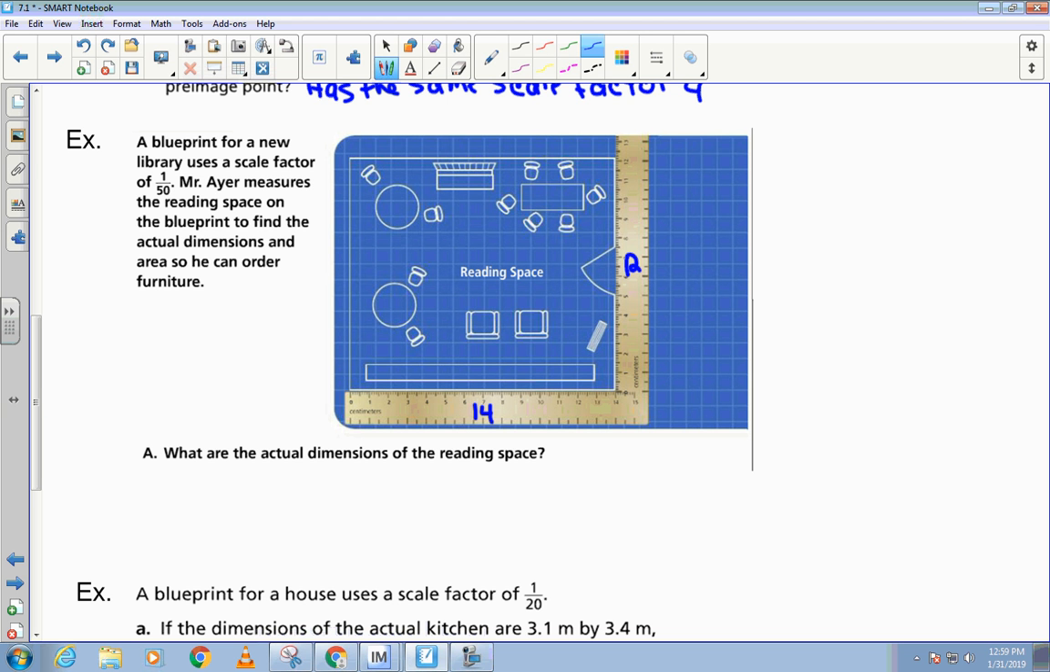So I want to find what the actual dimensions would be if it were to be built. Okay, and the scale factor is 1 to 50, with 1 representing the blueprint in centimeters. So how would I set that up? I would take 1 is to 50 as 14 is to x. We don't know what that is. And we would do the same thing with the other dimension: 12 is to y. Okay, so then if I cross multiply, 50 times 14 is 700.